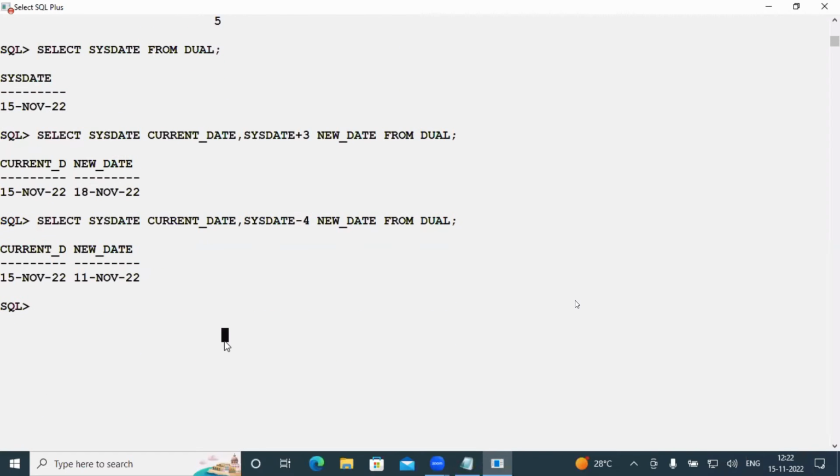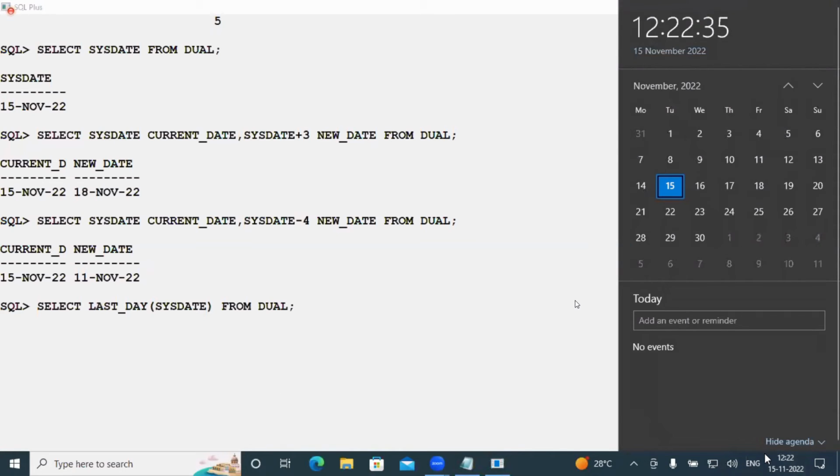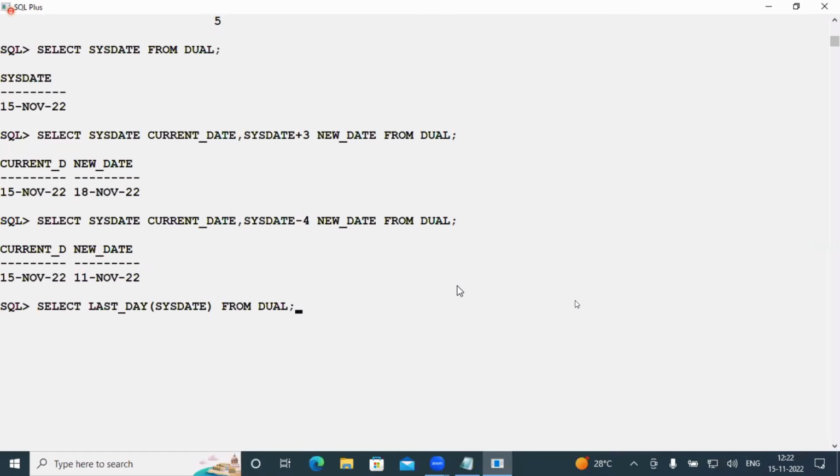Now let me pass SYSDATE here. I say LAST_DAY of SYSDATE from dual. SYSDATE means the current date. Which month? November. In November, what is the last day, guys? 30. So 30 is the last day, right? So it returns 30 November.